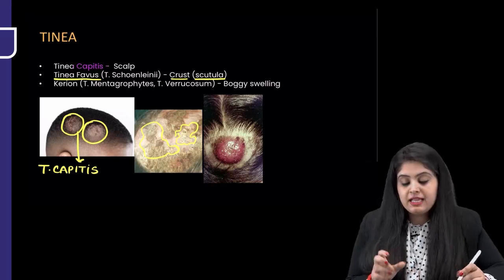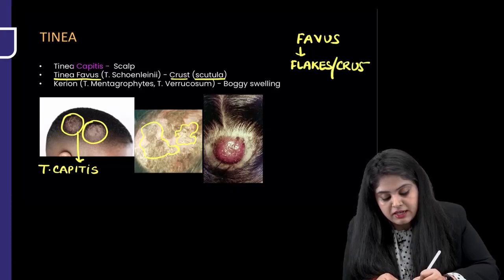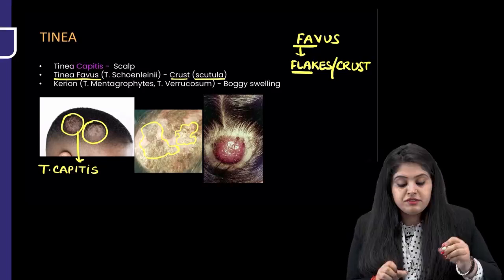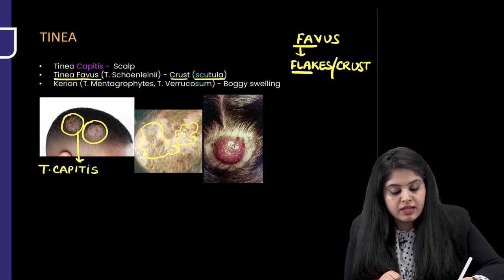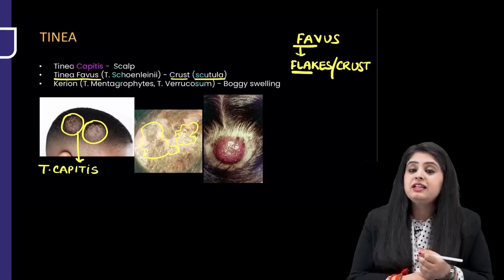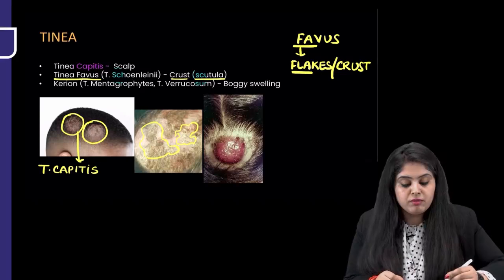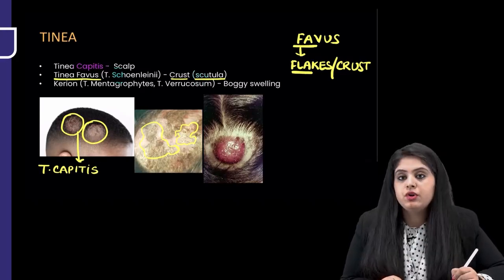Now remember, I have learned Tinea favus. Favus means flakes and flakes means crust. So that is how I have learnt it, that favus is the one that is going to cause all the flaky things, the crusting things known as scutula, and S for scutula or SC for scutula, SC for Schoenleinii. Exactly which Trichophyton causes it? Trichophyton schoenleinii causes it. So remember, SC for scutula, and SC for schoenleinii.